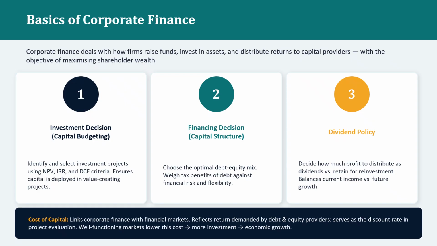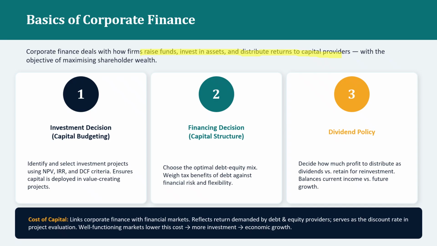Now let us go to the basics. Finally, let us go to the basics of corporate finance, which will tie together many concepts from these particular units. Now, corporate finance is about how firms raise funds, how they invest those funds in assets, and how they distribute these returns back to the providers of capital. The central objective in standard theory is to maximize the shareholder wealth.